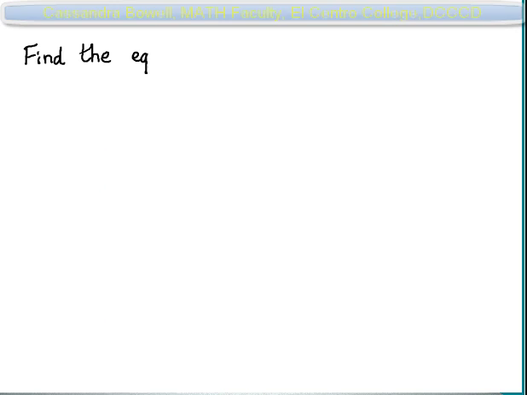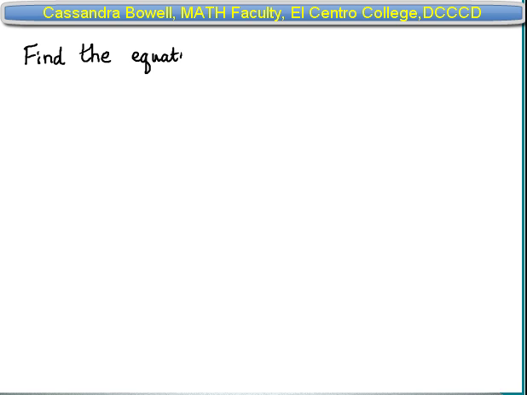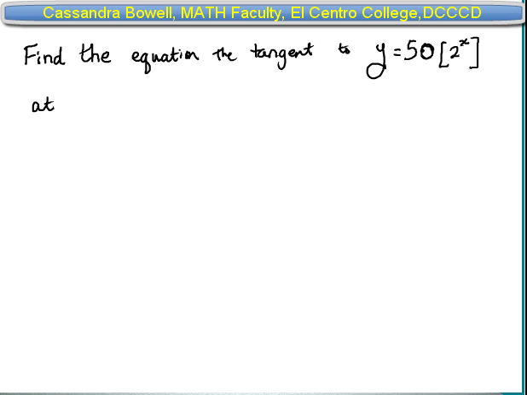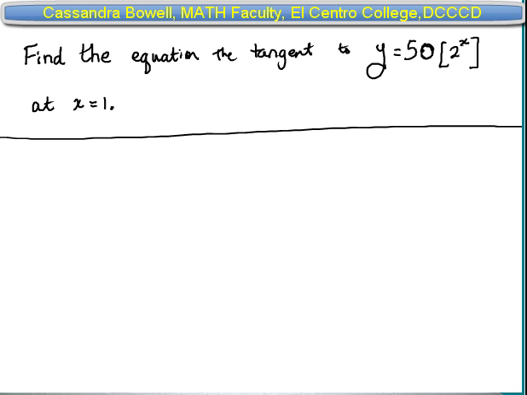Find the equation of the tangent to the curve, let's make it 50 times 2 to the x, at the point x equals 1. So we're combining both concepts here in this problem so that we can make sure that we're clear about the steps that are required for that.